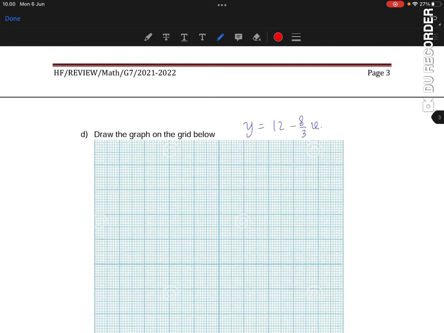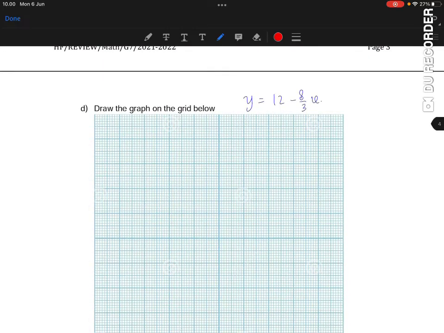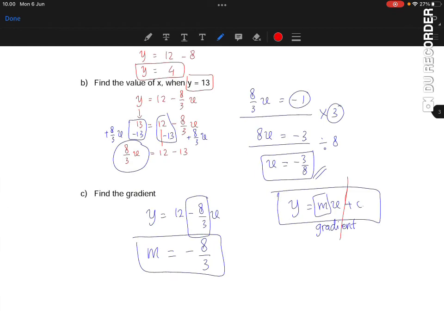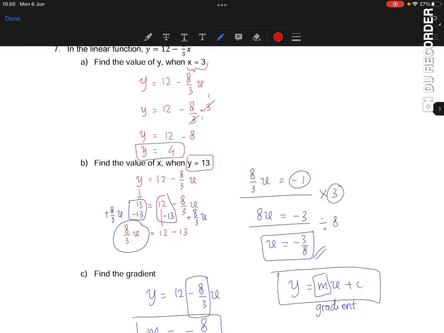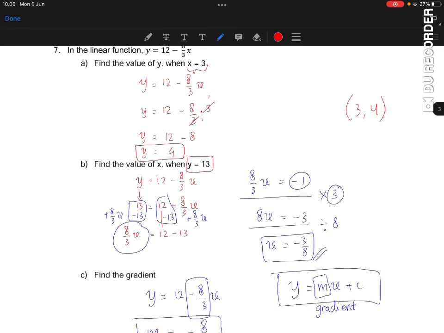Draw the graph on the grid below. Right, guys, you can use the coordinates from your answers in 7a and 7b. At first you have 3,4, right? And then the other one you have fractions, because I just took a random number, so it comes up with a fraction here.